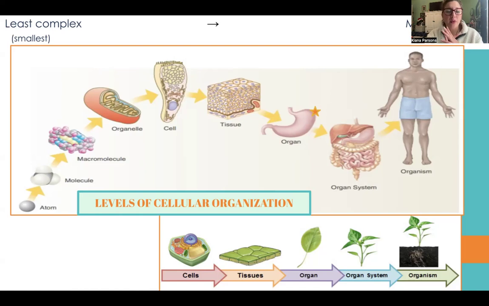So, plants are also organized in this way. Other animals are organized in this way. Cells, tissues, organs, organ systems, and the whole organism. We can look at plants this way, but we're not going to talk about that too specifically because we'll use humans as our example. And this is going from least complex, which you can think of as smallest, to most complex, which is largest. So that's the whole organism.